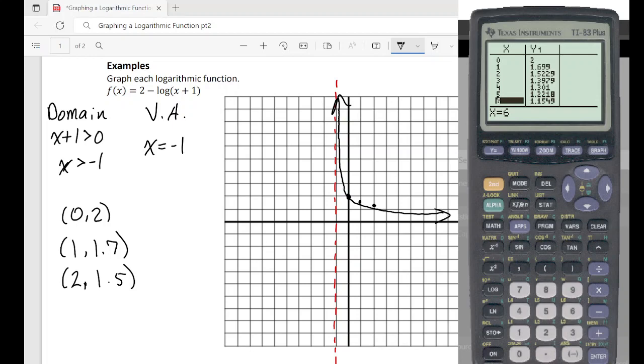So there we go. That's what it looks like graphed, but let's confirm it with the calculator. Let's hit graph. And there it goes. Now you don't see it right here because the 83s, 84s sometimes have trouble graphing vertical lines, so it'll just disappear. But trust me, it's there. Still the same basic shape, so we are good for this one.